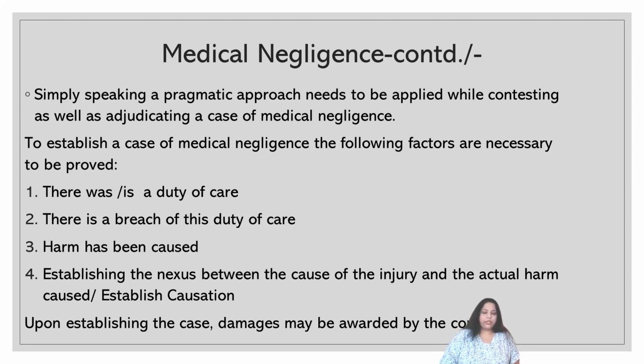I remember I even explained the meaning of causation. Causation means the relationship between the cause and the injury, cause and effect. Cause and effect theory is causation. So you'll have to establish the relationship. What is the cause of the injury and what is the effect of it? The cause is, of course, negligence you'll have to prove, and the effect of it is whatever harm is caused. So upon establishing the case, damages would be awarded by the court.